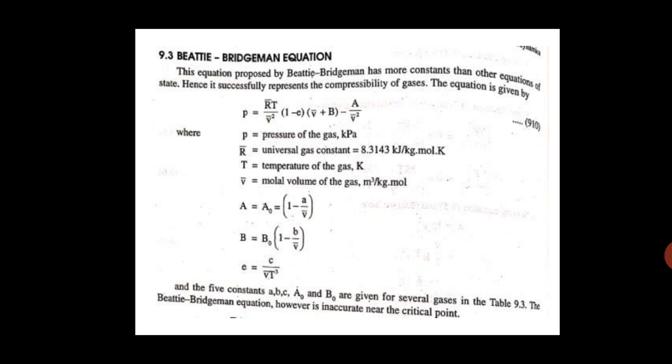And then these A, B and c you are going to use in the Beattie-Bridgman equation, that is P is equal to R bar T divided by V bar square, bracket 1 minus c, bracket closed, another bracket V bar plus B, bracket closed, minus A by V bar square. So please understand there are five constants here: a, b, c, A naught and B naught. Using these five constants, you are going to find A, B and c first, and then substitute these in the Beattie-Bridgman equation, and find out the pressure. Okay, thank you.